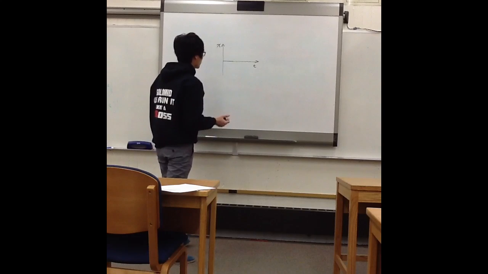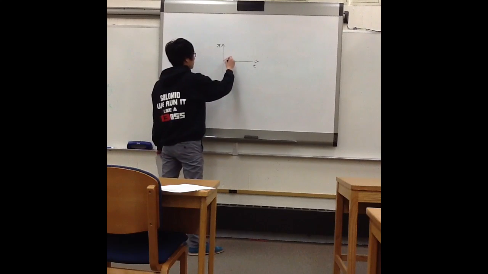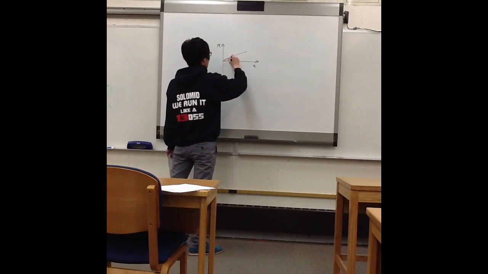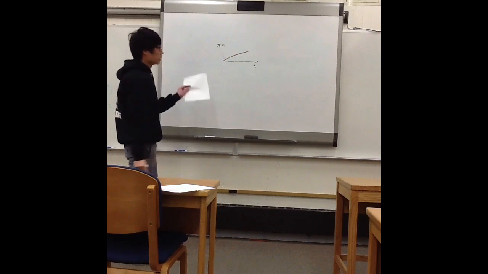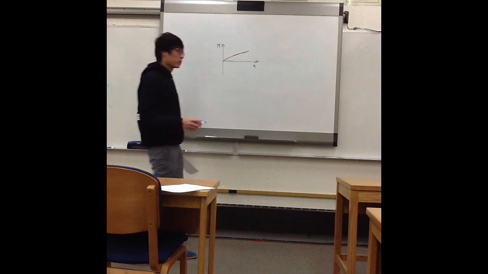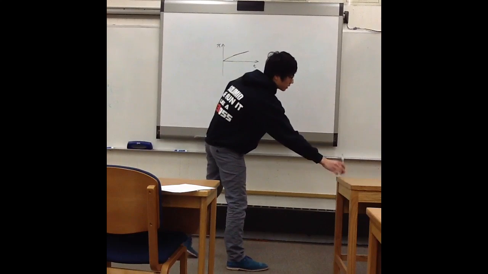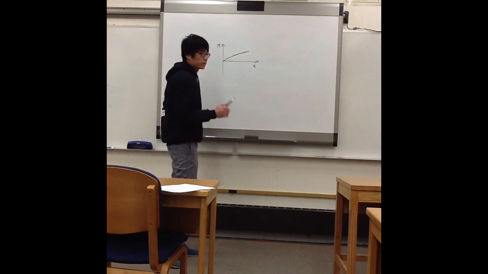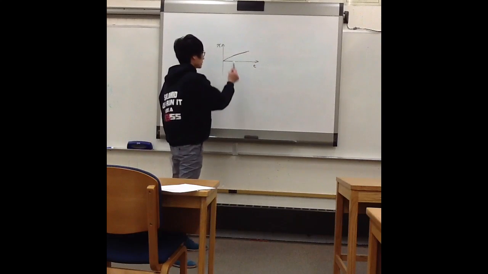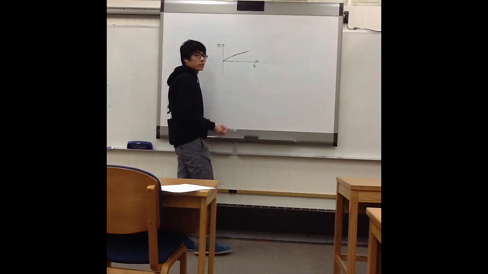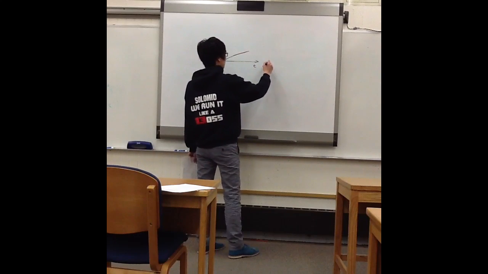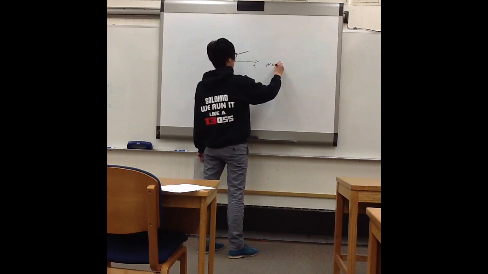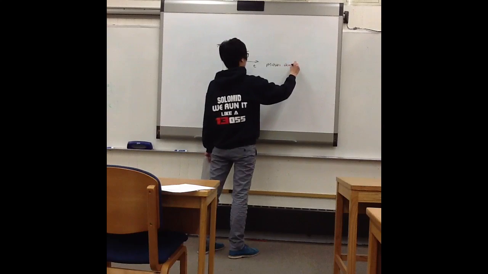For example, we just do a linear, increasing curve. Here's the sensor. When you move away from the sensor with constant speed, the graph is going to show like this. So this means it moves away at constant speed.